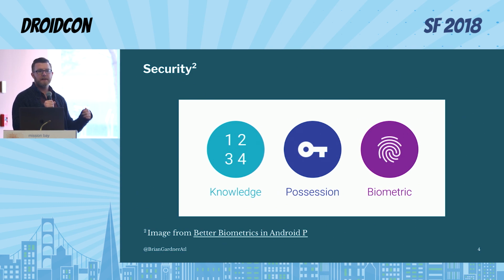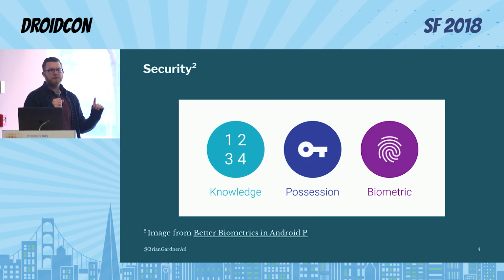Possession, on the other hand, is something that you have, something like a token. Passports are a physical token that dictates who you are. That's like token-based security. Biometrics, on the other hand, are something that you are. So not something you know or have, but something you physically are. I can't change my fingerprints, so that's a pretty decent recognition of who I am as a person.